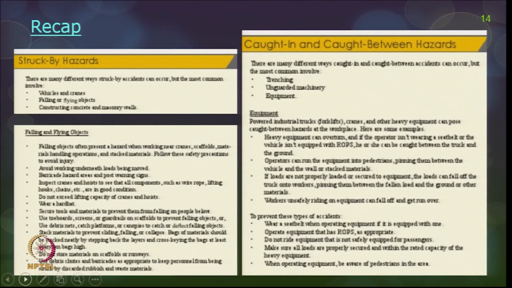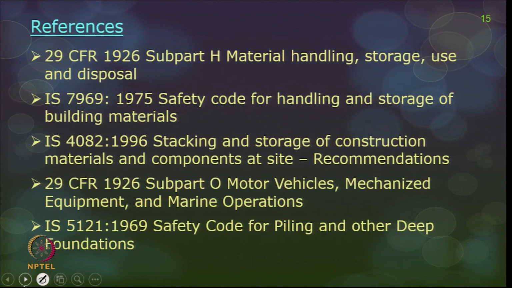Recap again: struck by hazards and caught in and between hazards. Struck by hazards, the main common ones are vehicles and cranes. Cranes we will see in the next lecture. Falling or flying objects, constructing masonry and concrete walls. Caught in or between: primarily trenching, unguarded machinery and equipment, primarily forklifts, cranes and so on.